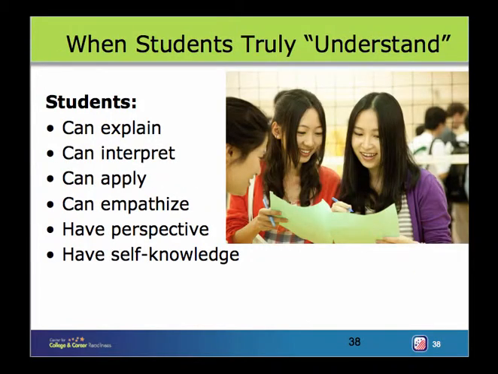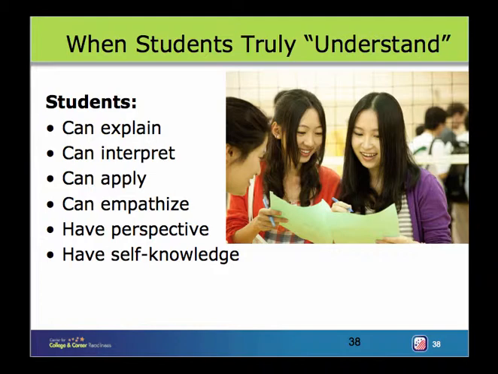So when a student truly understands something, we know they can explain it, they can interpret it, they can apply it to something else, they can even empathize with it or with the outcome of it, they have perspective, they have self-knowledge.